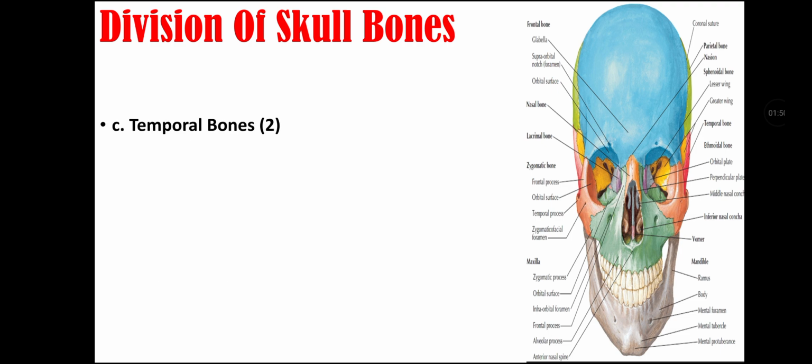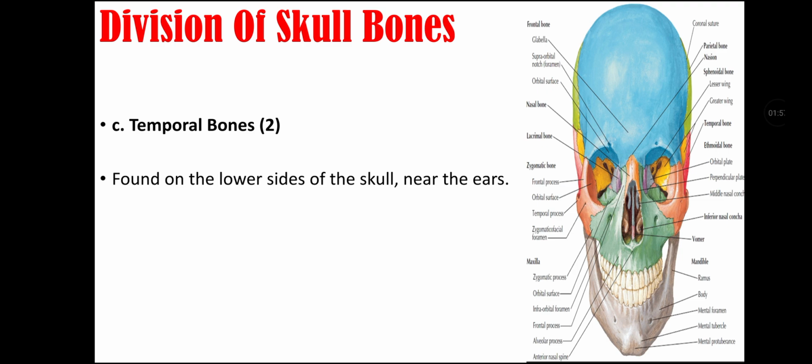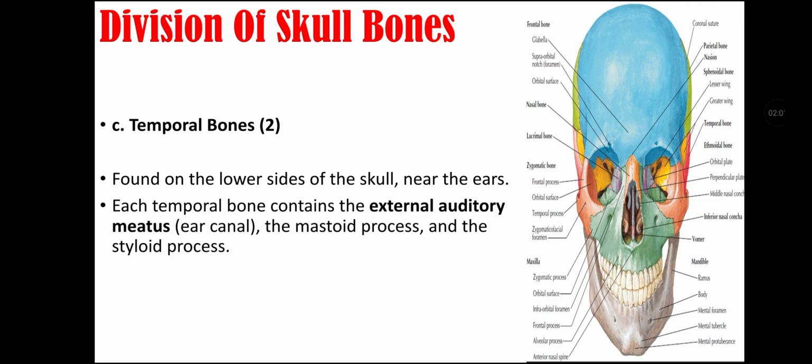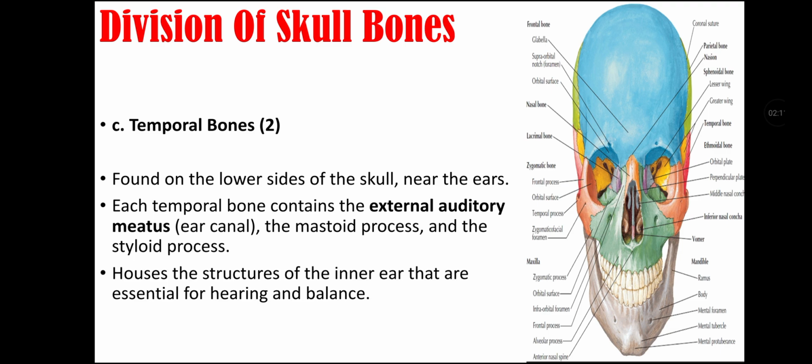Next cranial bone we have is temporal bone, that is also paired bone, that means there are two temporal bones in every skull. They are found on the lower sides of the skull near the ears. Each temporal bone contains the external auditory meatus that is also called as ear canal, the mastoid process and styloid process. It houses the structure of inner ear that are essential for hearing and balance.